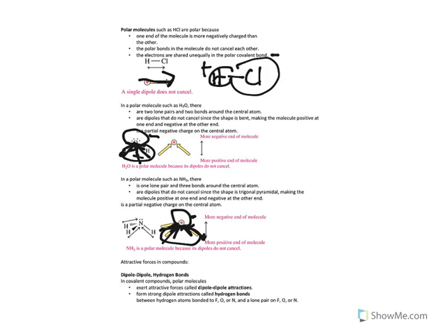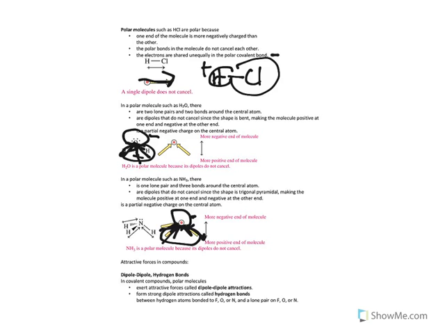Let's talk about some other attractive forces in compounds. There are several: dipole-dipole, hydrogen bonds, dispersion forces. In covalent compounds, polar molecules have attractive forces called dipole-dipole attractions. They also form strong dipole attractions called hydrogen bonds. Hydrogen bonds occur only if a hydrogen atom is bonded to a fluorine, oxygen, or nitrogen, and is then attracted to the lone pair on another fluorine, oxygen, or nitrogen.